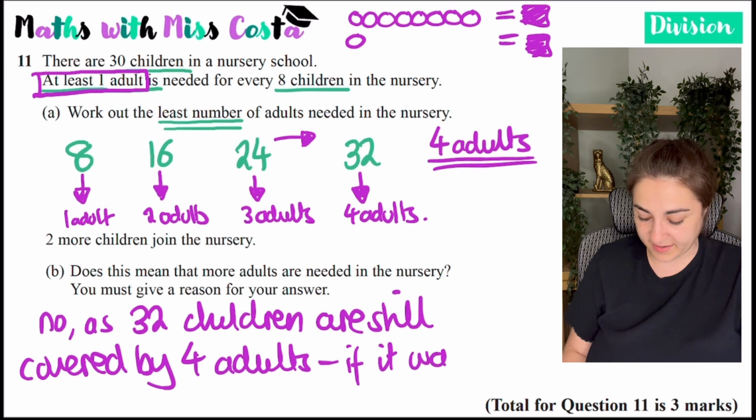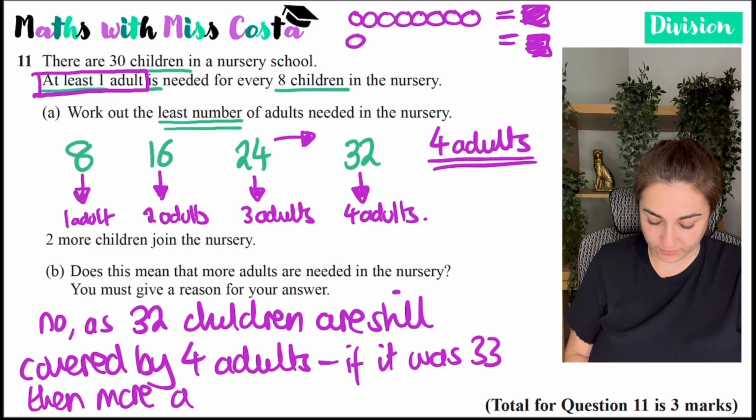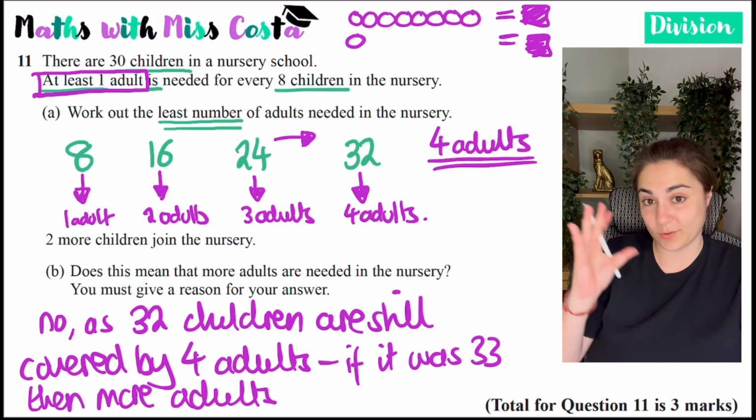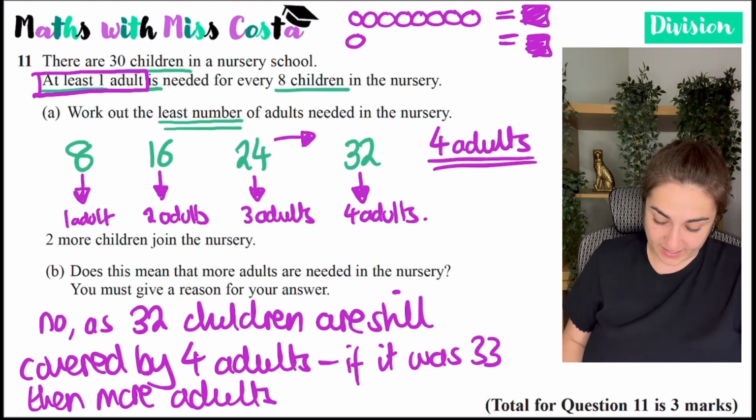If it was 33, then more adults would be needed. But because 32 is still covered by 4 adults, I don't need any more adults.